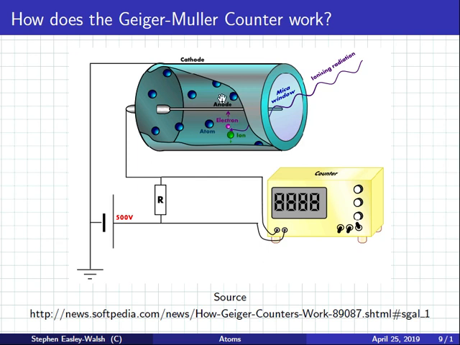Yeah? This is how it's very simple. This is a very, very thin window. Very strong thin window. I think only really beta can get in. Maybe gamma. Mostly beta. No alpha, I don't think. Can you draw this now? Geiger-Muller counter.